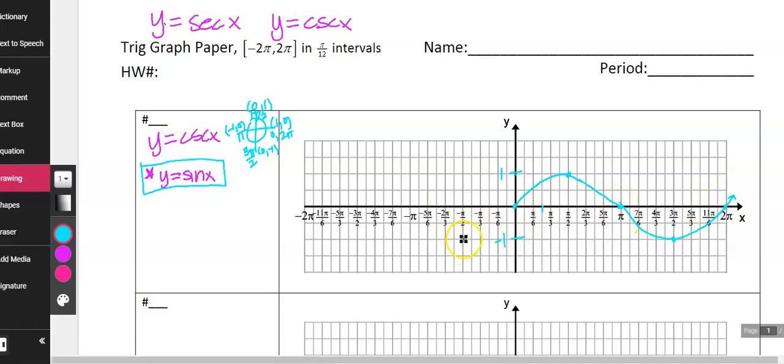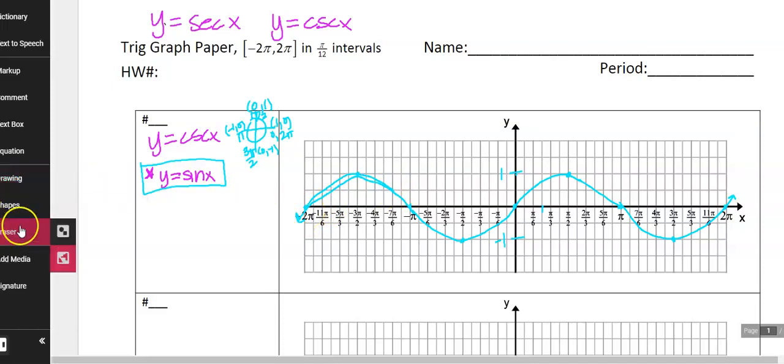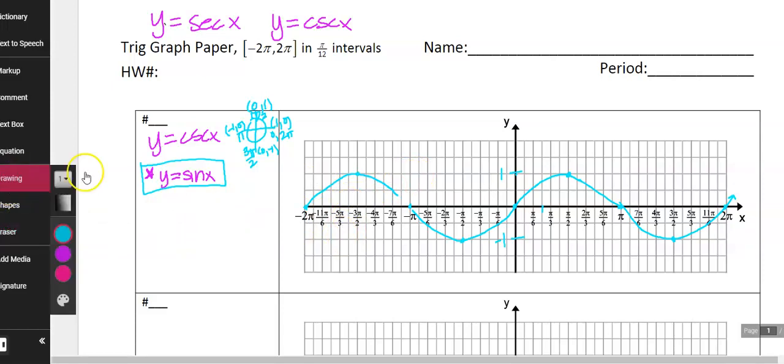Alright, so I will backtrack and copy back this way. It's moving on my unit circle clockwise. So this is my guide graph. This is my guide graph for cosecant.